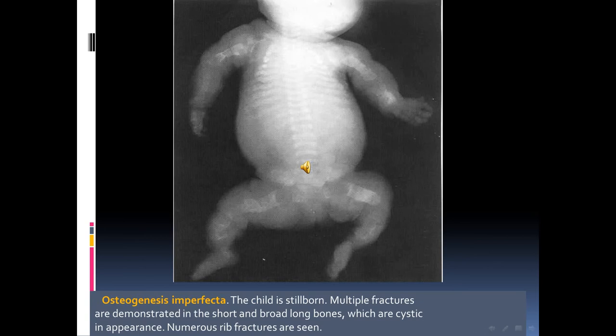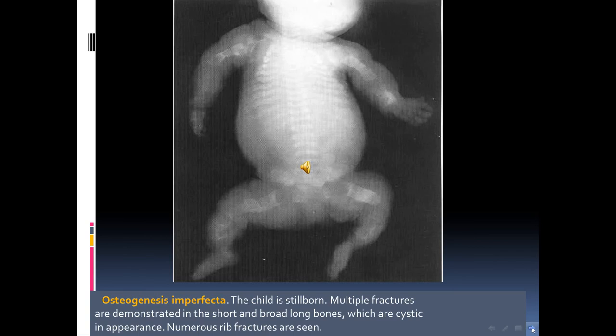This plain X-ray is taken for the whole body of a neonate, which is in fact a stillborn neonate. What we can see in this image is a generalized decrease in bone density, with abnormality mainly seen in the upper limbs and lower limbs, in the form of multiple fractures, different in sites and in areas which appear to be cystic in nature, and even the ribs to some extent are involved.